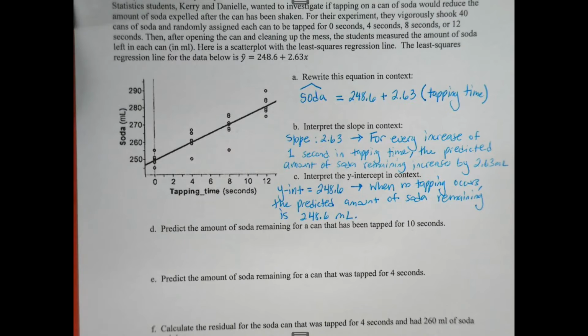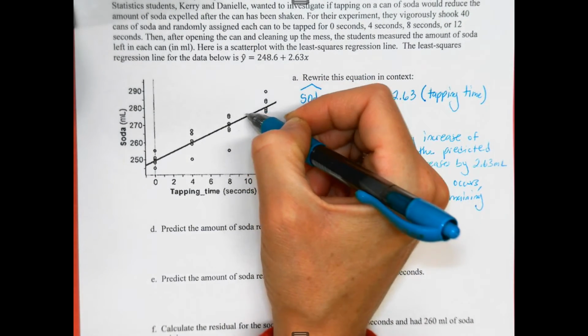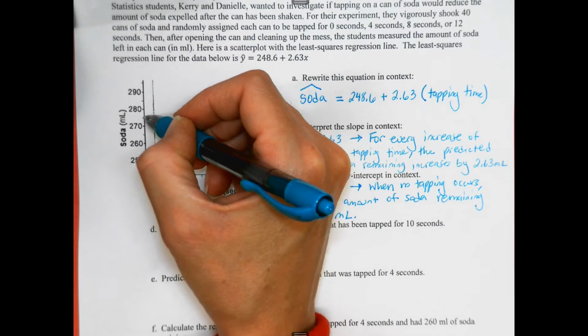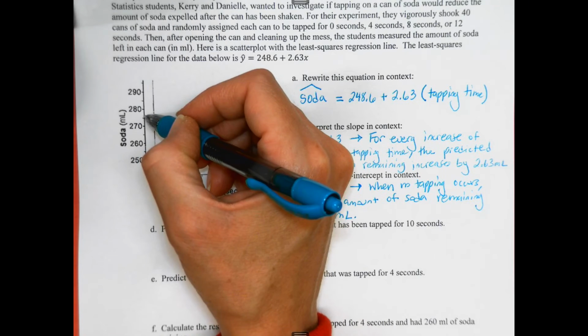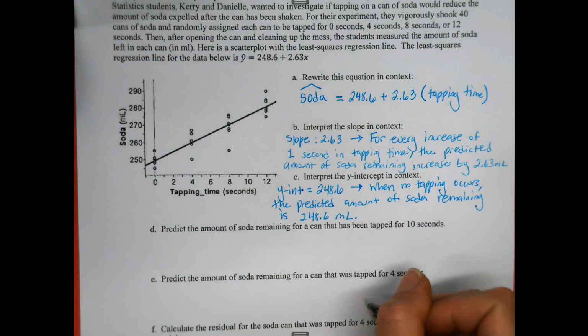For part D, predict the amount of soda that's remaining for a can that has been tapped for 10 seconds. We need to use our equation to predict this. We have our graph, so we could potentially look here at 10 seconds and then find approximately where that would be over here. It looks to be about 275 milliliters or 274 milliliters, around that area. Or we can use our equation. We're going to be more accurate if we use our equation.